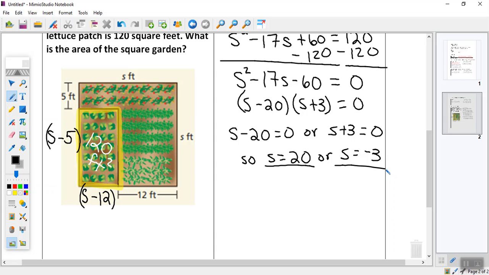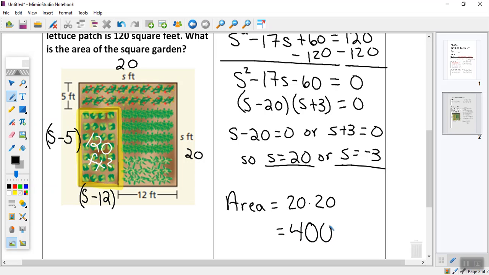All right? What's the length of the garden going to be in real life terms here? 20 feet. Yep, this is going to be 20 feet up here. This is going to be 20 feet this way. I don't even want that negative 3. So my area of the garden, kids, is going to equal what times what? 20 times 20, which is? Anybody? 400 square feet. Okay.